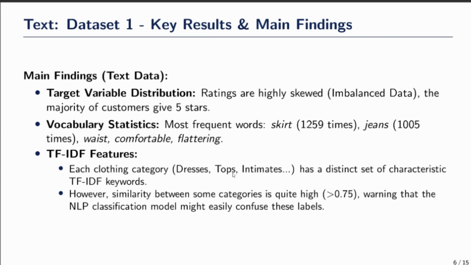As I talked about before, I found that the target variable, the rating, is highly imbalanced, leaning too heavily towards 5-star reviews. By applying TF-IDF, I successfully extracted unique keyword clusters for different clothing categories. However, I noticed a high cosine similarity between certain departments, which alerts us that our future NLP classification model might struggle to distinguish between overlapping categories like tops and dresses.